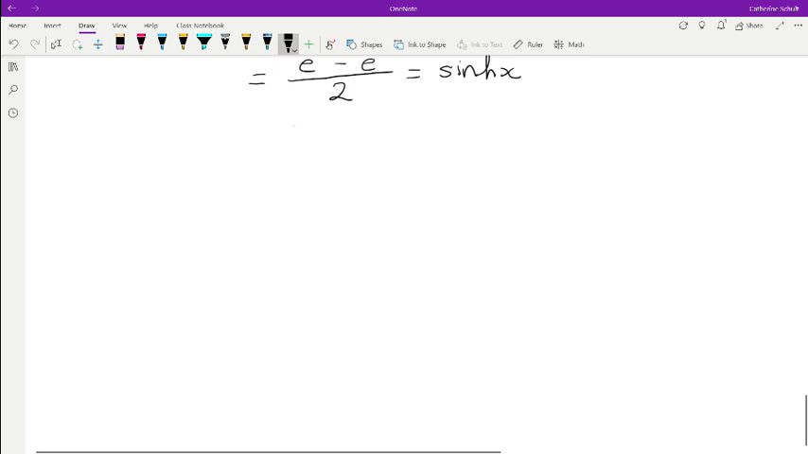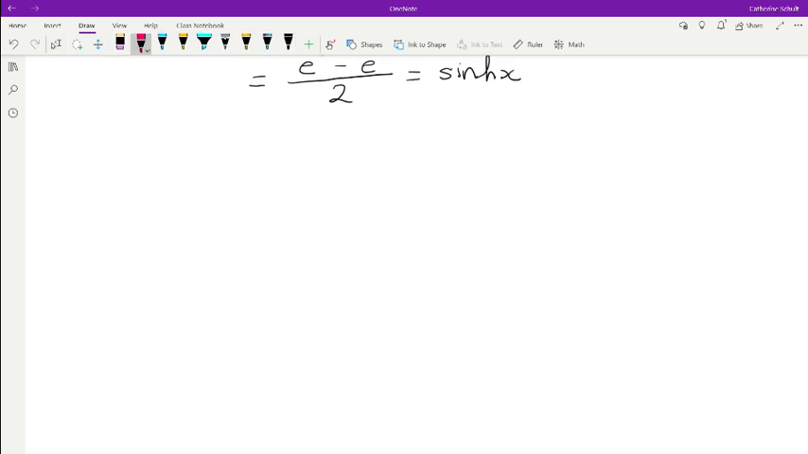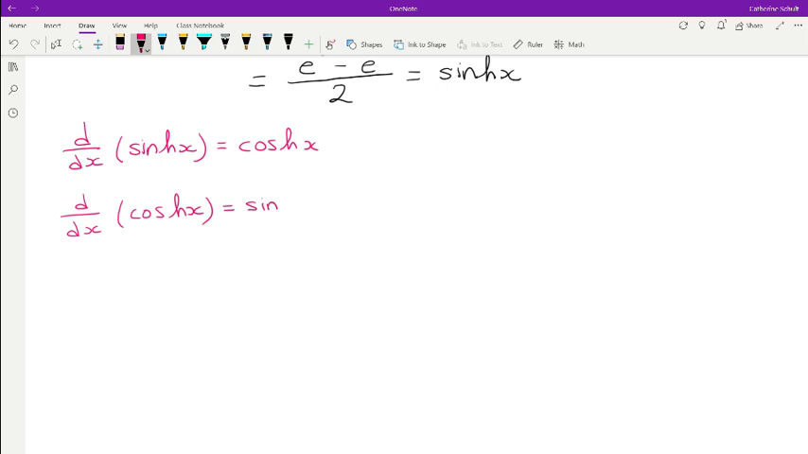All right, so let's write some of these down. So we did the first 2. This is what we just showed. And notice it's really similar to the trig functions. One difference is that normally the derivative of cosine is negative sine, but in this case the derivative of the hyperbolic cosine is positive hyperbolic sine, so that's a little bit different.